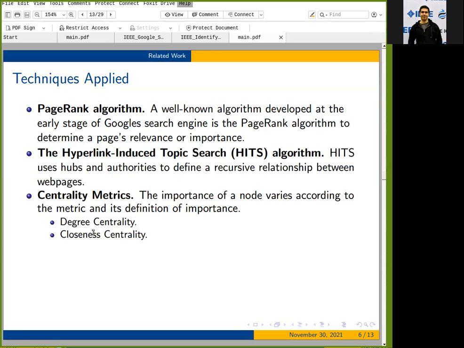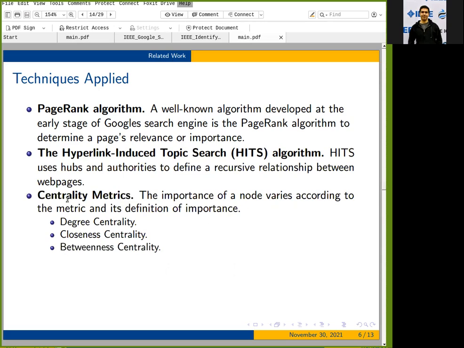Second is the closeness centrality. It is a metric that counts the average distance of a node to all other nodes. So if the node is close to most of the nodes in the network, it will be very important. And this is usually used in communication networks, because closeness can be productive in communicating information among the nodes.